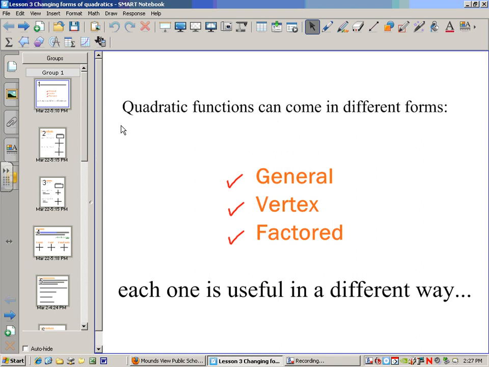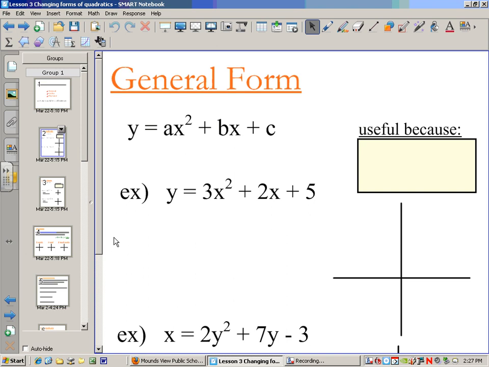Today we're going to learn about changing the forms of quadratics. Now, quadratic functions can come in different forms. They can come in the general form, the vertex form, and the factor form. And each is useful in a different way. Let's start with the general form.